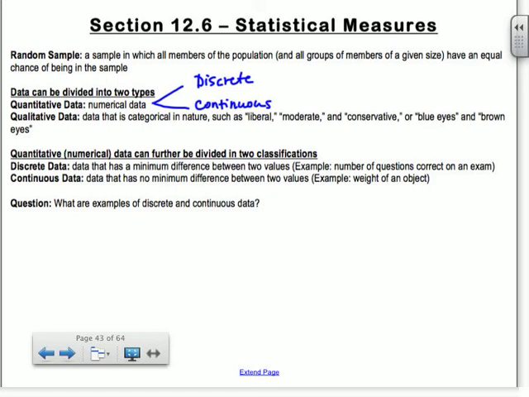So why would that have no minimum difference for weight of an object? I don't know why I did that. It's the projector, it's not the machine.